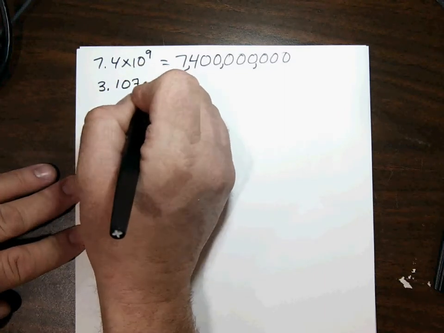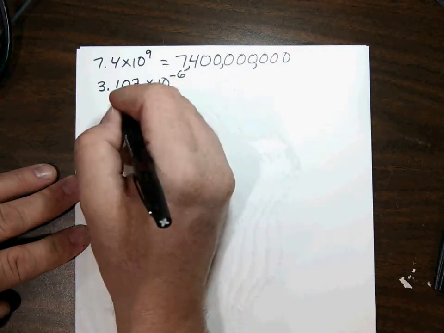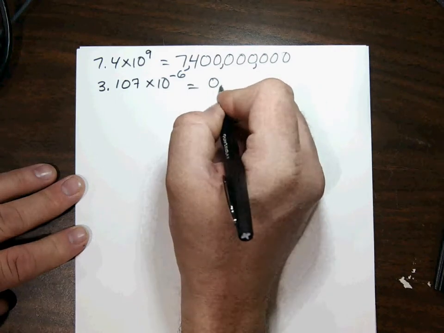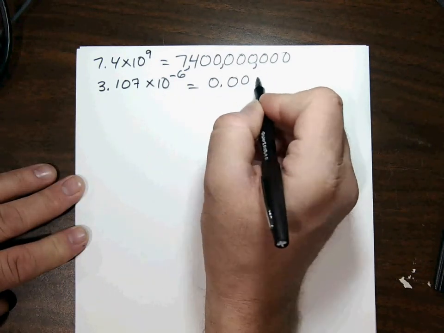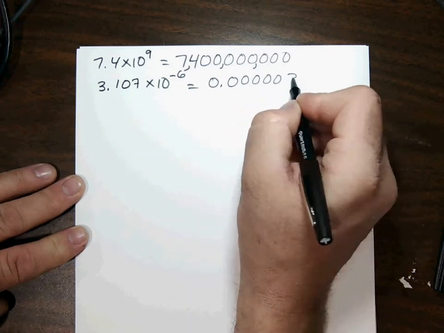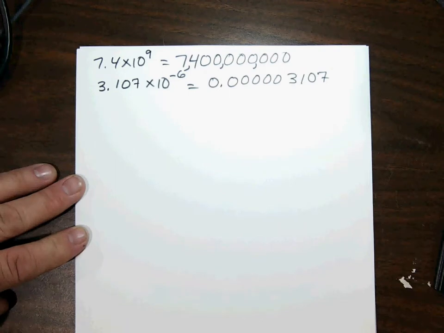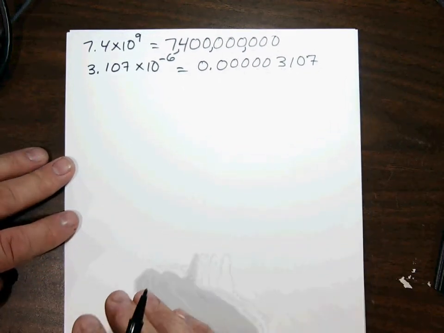3.107 times 10 to the negative 6 power. I've got to move that decimal 6 places to the left. First place gets me past the 3, so I need 5 leading zeros. 0.000003107. Okay? So that's how we'll take a scientific notation number and expand it back to standard form.